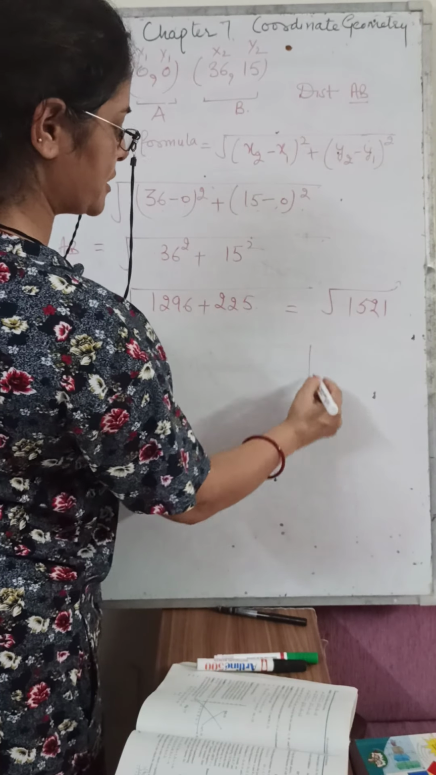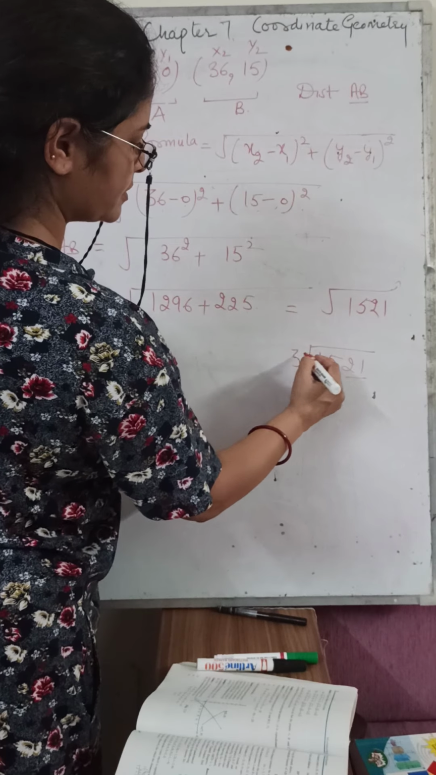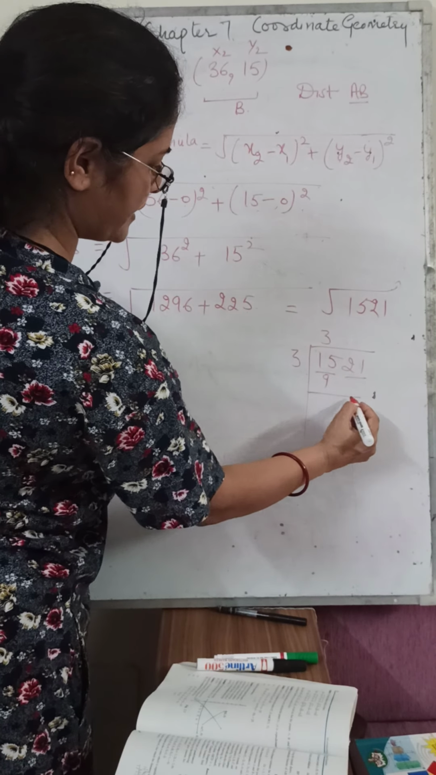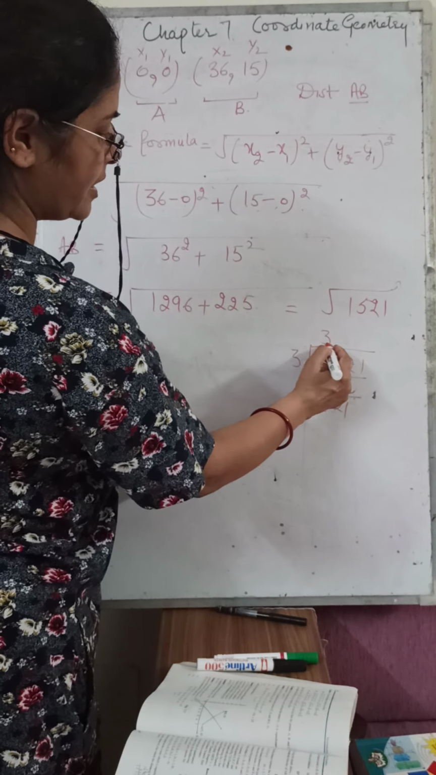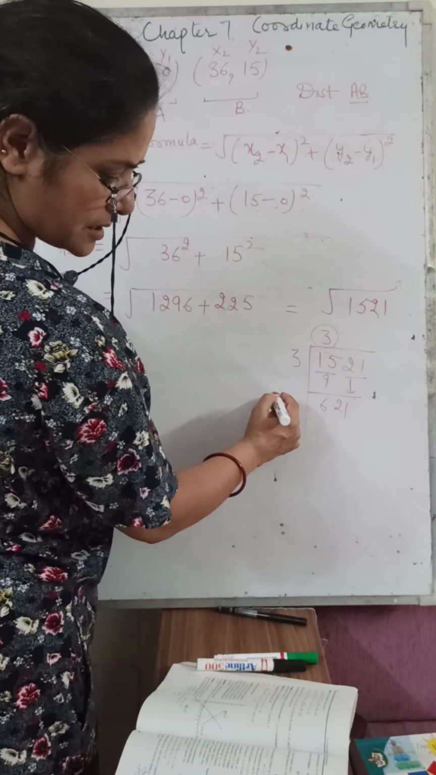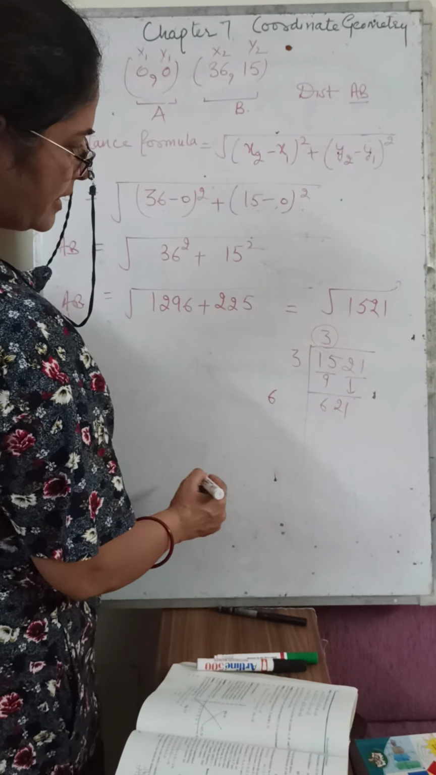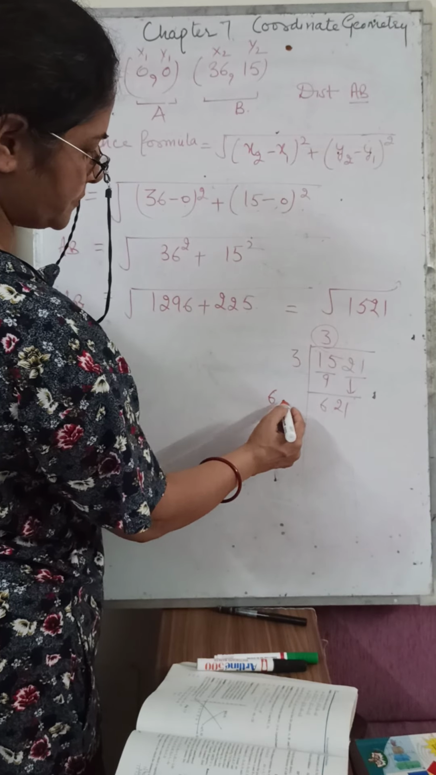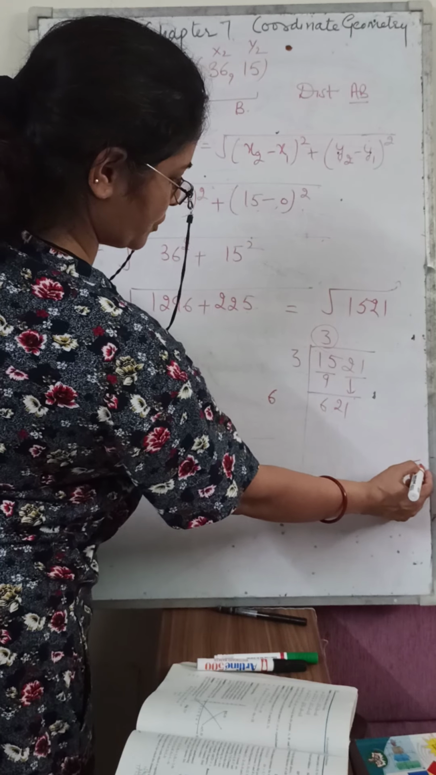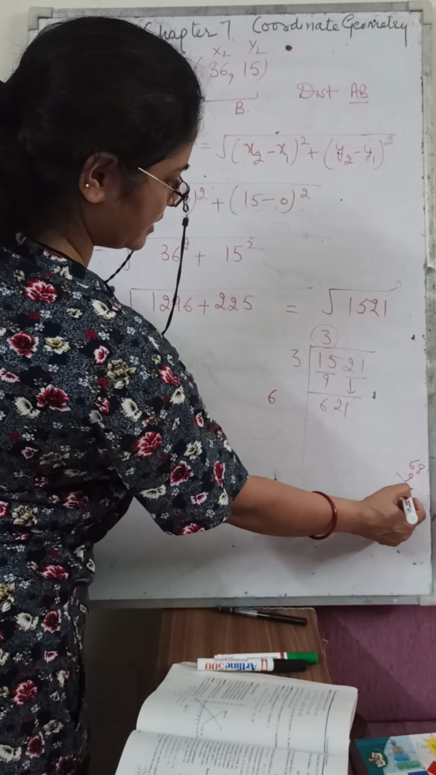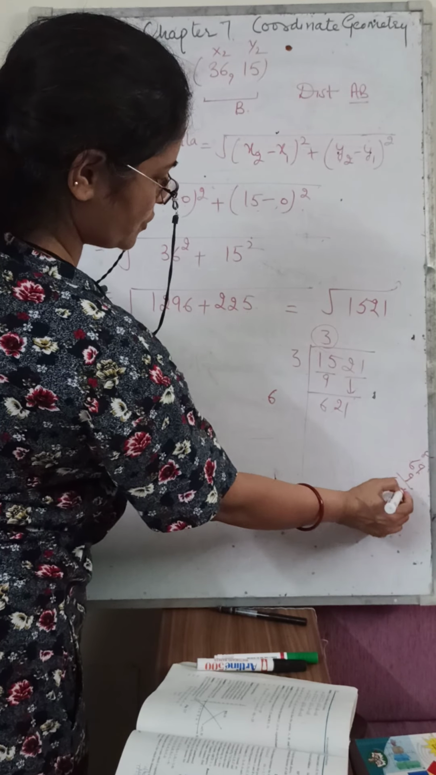What is the square root of 1521? 3 3 the 9, 6. Take this pair down. Double of 3 is 6. Clear? Now let's check 6 9 the 54. Let's check it by 9. 9 9 the 81, 8, 54 and 8 62. Yes.